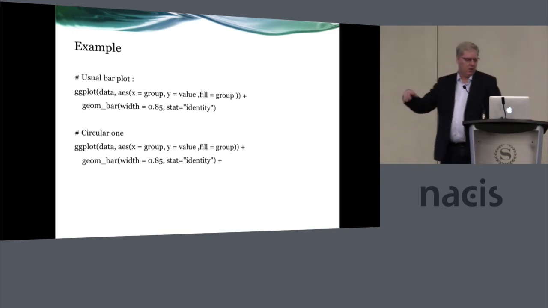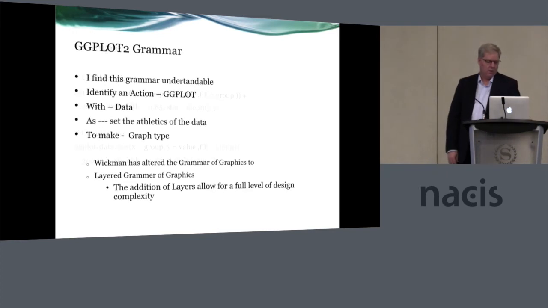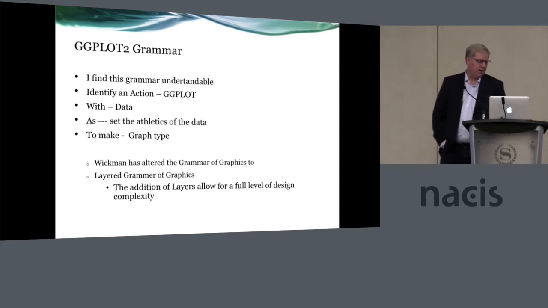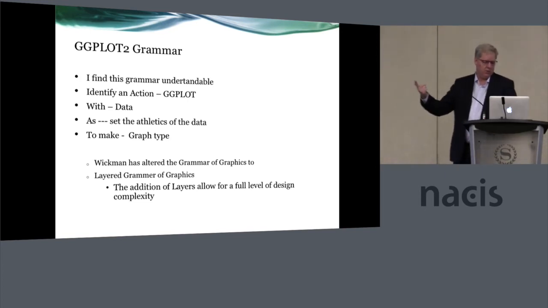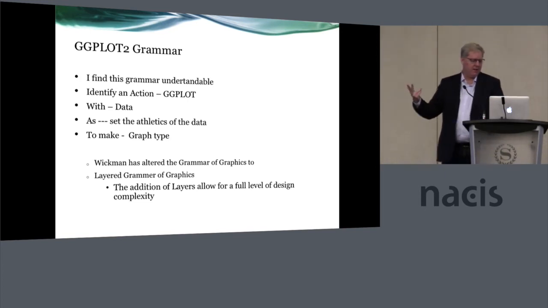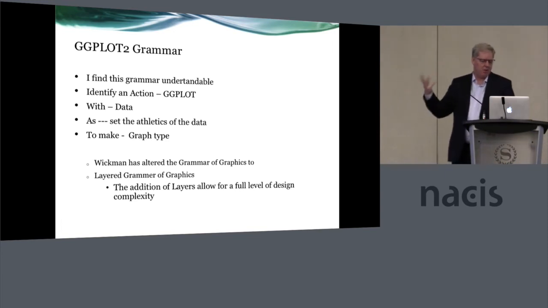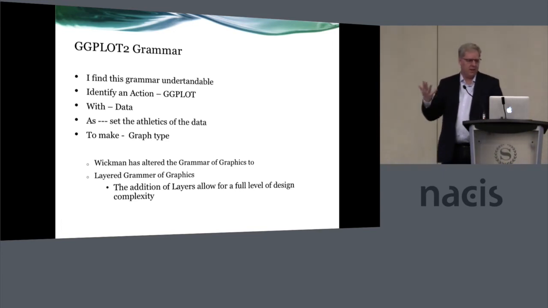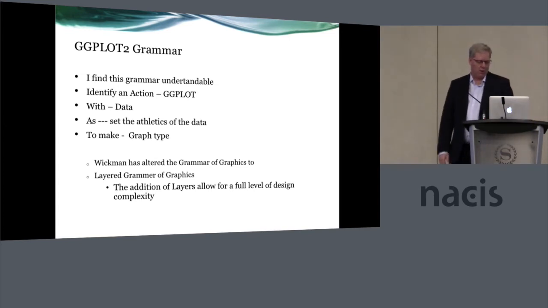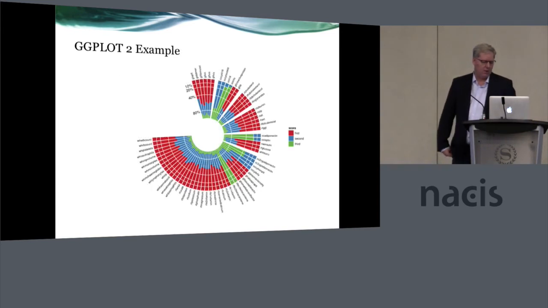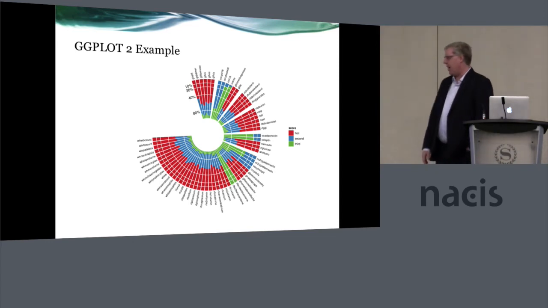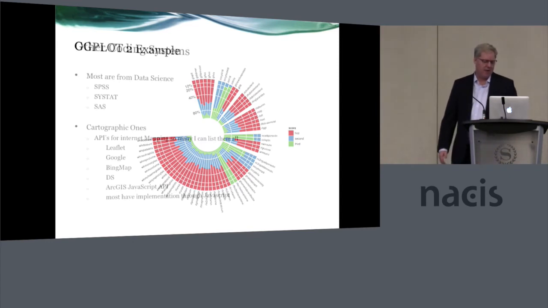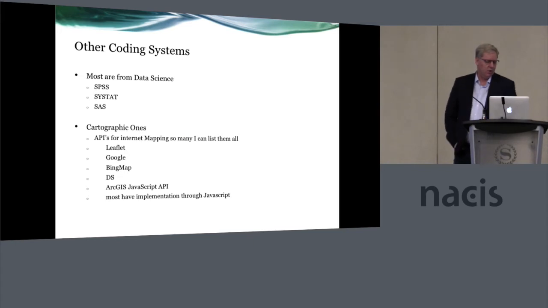All right? So here's an example of his code. He finds the grammar is understandable. You identify an action, ggplot. You use some data. You set up some aesthetics with it, and then you make a graphic type. That's basically his grammar, all right? And it repeats over and over again when you're working with R and trying to do graphs. So again, a ggplot2 graphic example that I stole off the internet. It's average, but it's pretty cool.